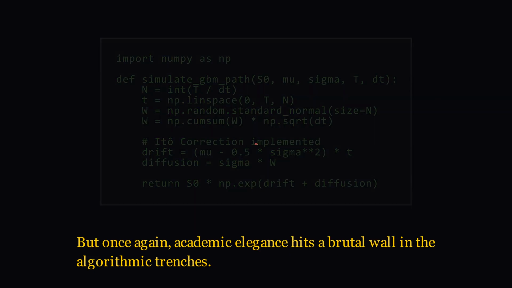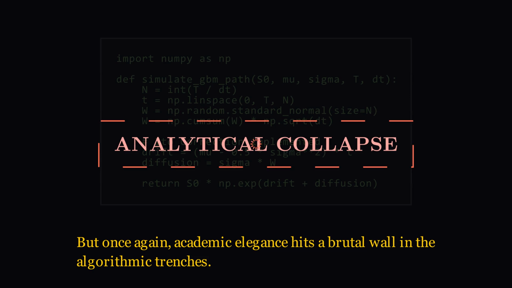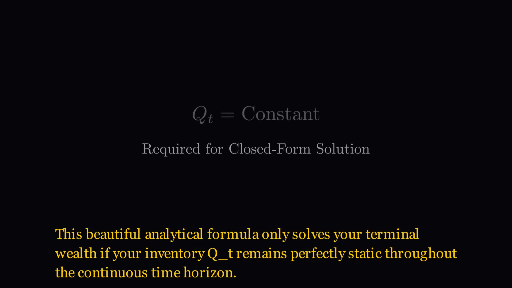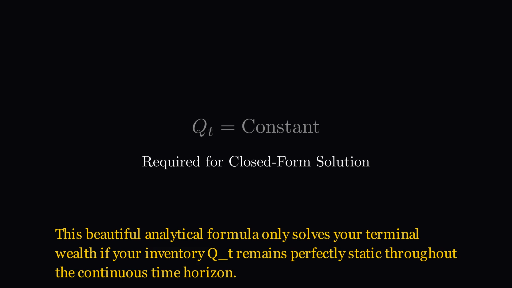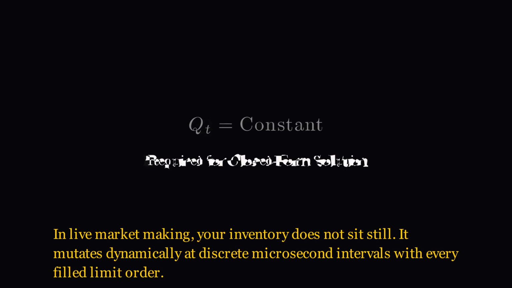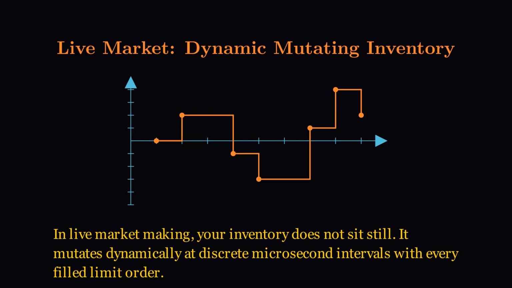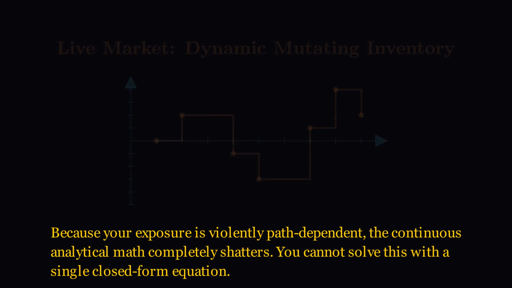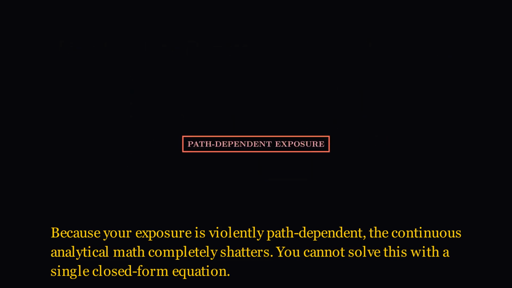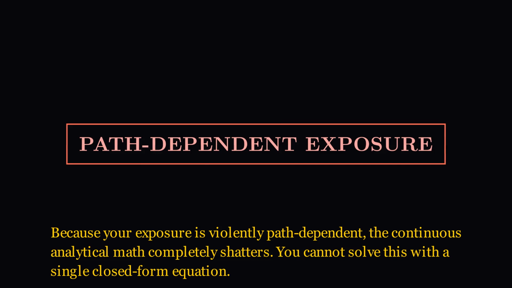But once again, academic elegance hits a brutal wall in the algorithmic trenches. This beautiful analytical formula only solves your terminal wealth if your inventory Q_T remains perfectly static throughout the continuous time horizon. In live market making, your inventory does not sit still. It mutates dynamically at discrete microsecond intervals with every filled limit order. Because your exposure is violently path-dependent, the continuous analytical math completely shatters.